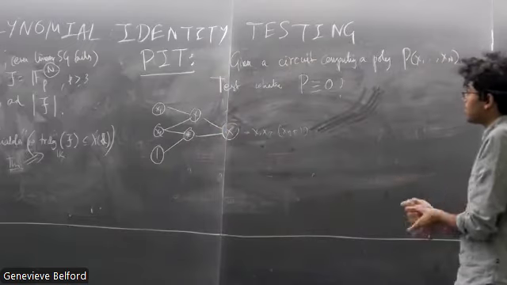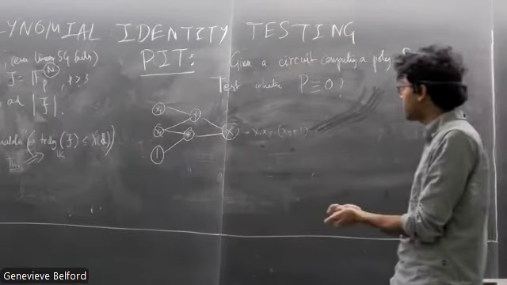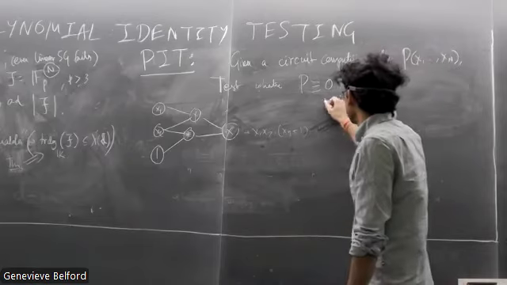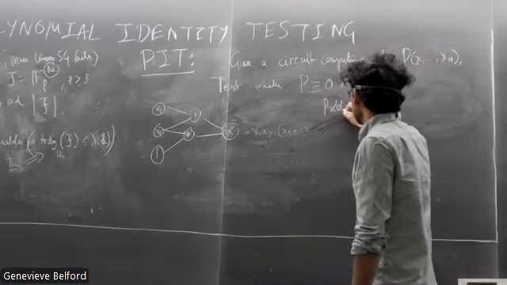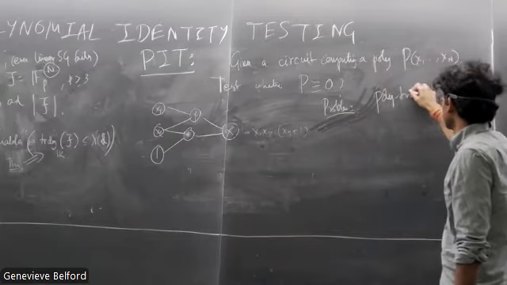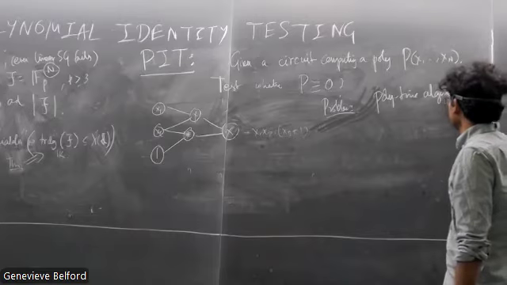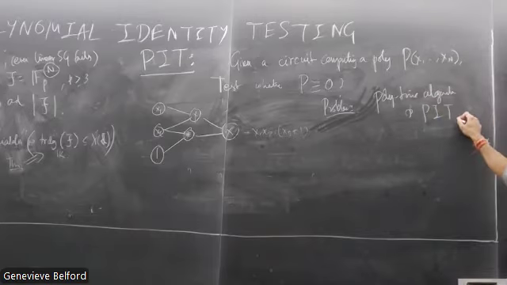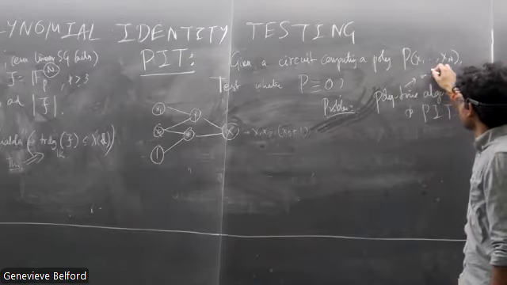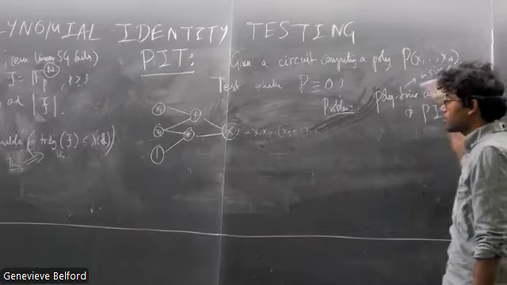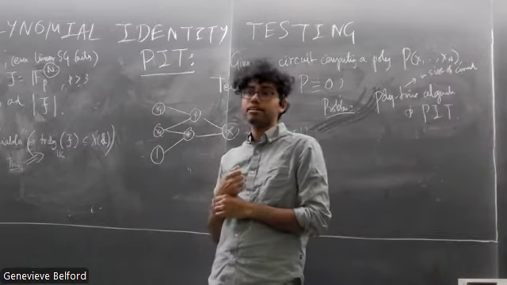So the problem here is to devise an algorithm which works in polynomial time. So what is the problem? We want a polytime algorithm for doing this polynomial identity test. And this should be polynomial in the size of the circuit, which is the number of edges you have in this directed acyclic graph.